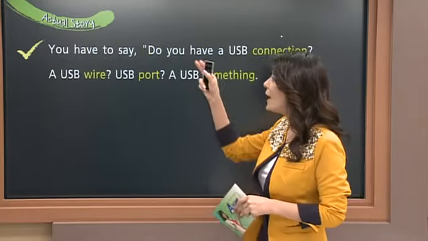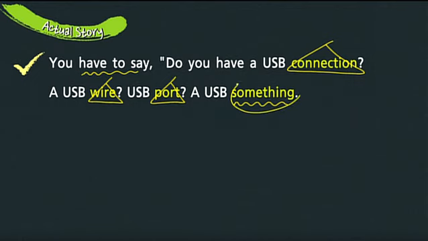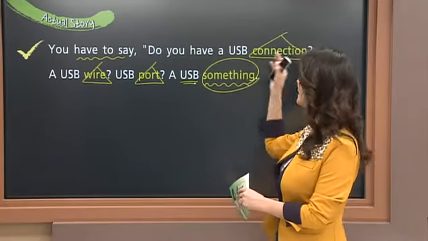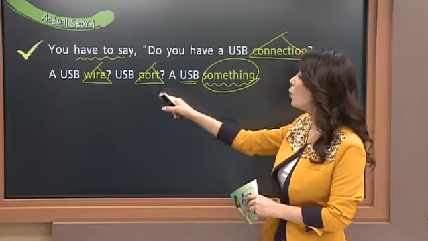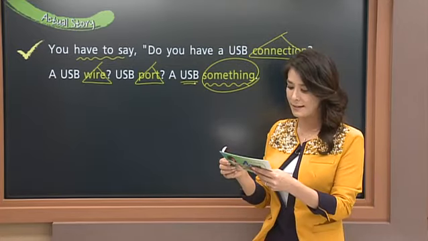Moving on. He says that's not what you should say. You have to say what? Do you have a USB connection? A USB wire? A USB port? A USB something? Meaning something has to follow USB. Something needs to come after USB, such as a connection, wire, port, or whatever it is. You have to say USB something, he says.